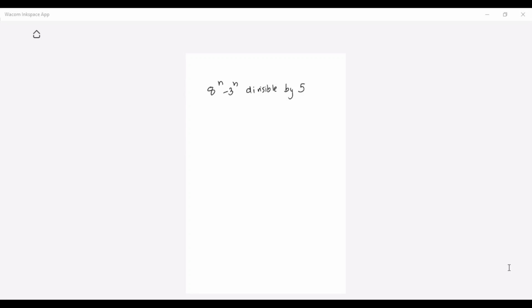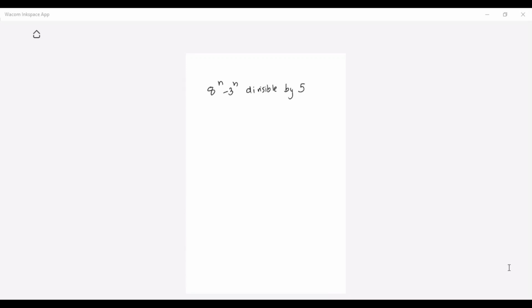Come on, students. What is the first step we have to do? Anyone? You can unmute yourself and talk. What is the first step that we have to do, students? Ma'am, assume n equal to 1, then it will be 8 minus 3, that is 5. So 5 is divisible by 5. Very good, this is the first step.